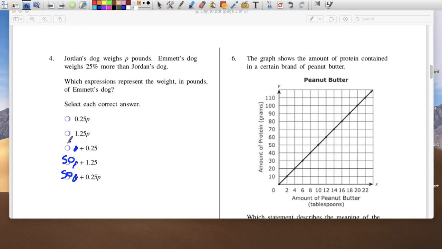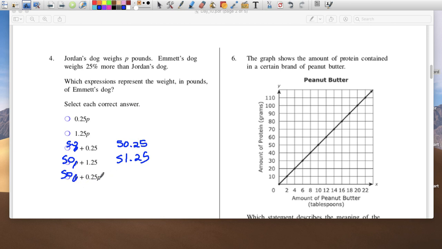This is how much Jordan's dog weighs. So 50 pounds plus 0.25, 50.25. Does that mean Emmett's dog weighs 50.25? That doesn't make sense. That's not 25%. Right? How about 50 plus 1.25? That would be 51.25. That also doesn't make sense.